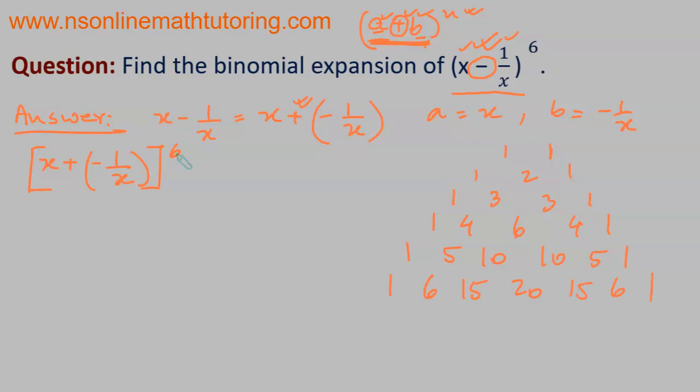You see there are 7 terms. 1, 2, 3, 4, 5, 6, 7. There will be 7 terms and these are the 7 coefficients. Okay, so we can write this.